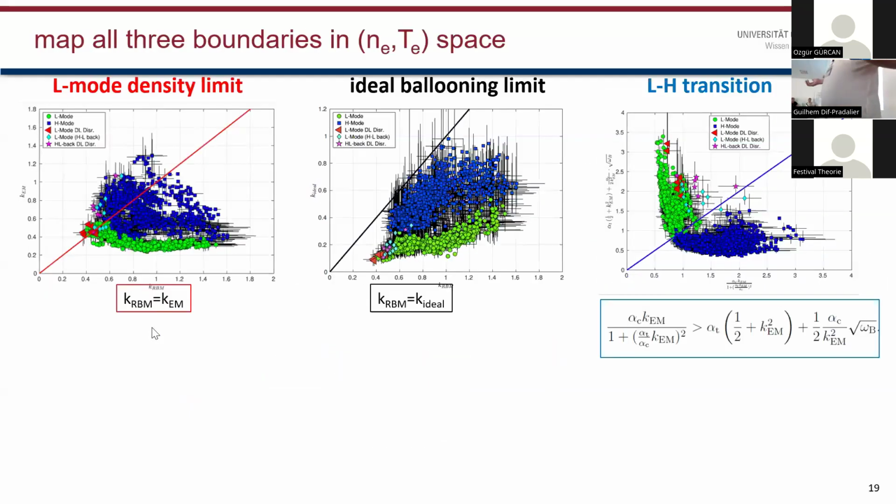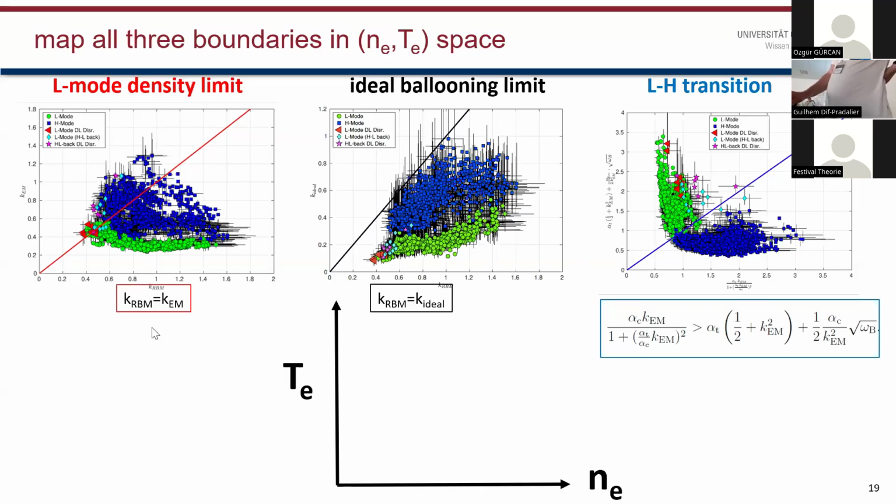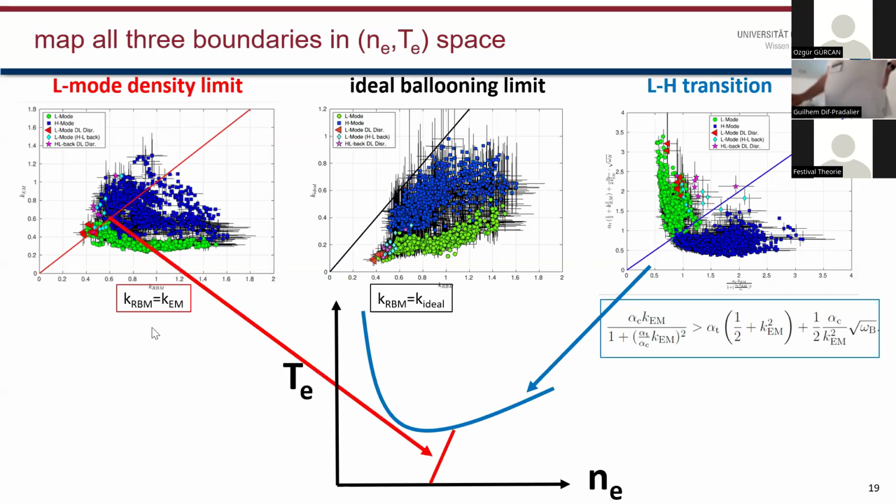So I have the L mode density limit in this wave number space, the ballooning mode and the LH transition, and all depend on density and temperature. I know this from before, so I can map them back. Then I can map them in the temperature density diagram because it is easier to understand how this works. So I map the LH transition line, which is higher for lower densities, and for high densities it is also getting up. I have my L mode density limit and I would cross it, but I say, okay, it is not working for high confinement mode.